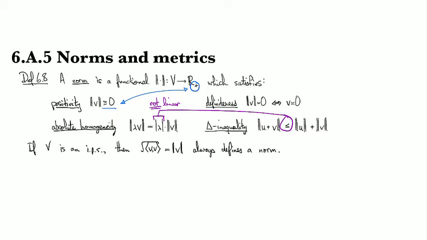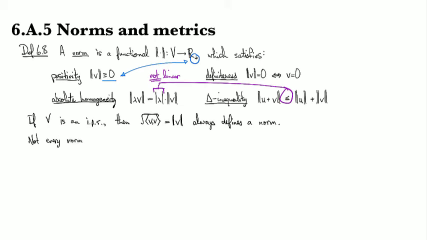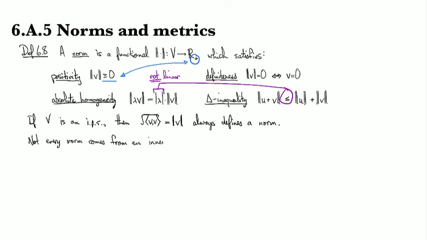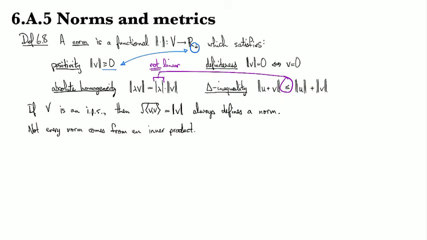However, you can't go backwards. It's not true the other way around. So in other words, not every norm comes from an inner product. And so there are lots of good examples of norms that don't come from inner products.